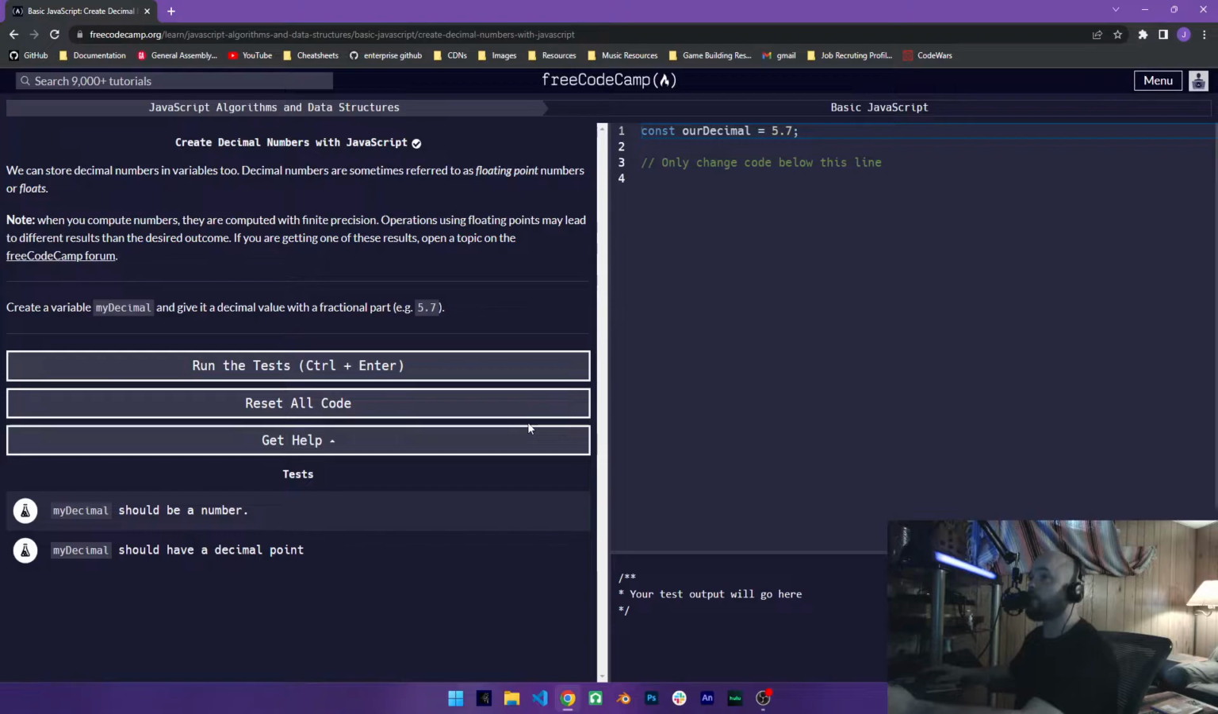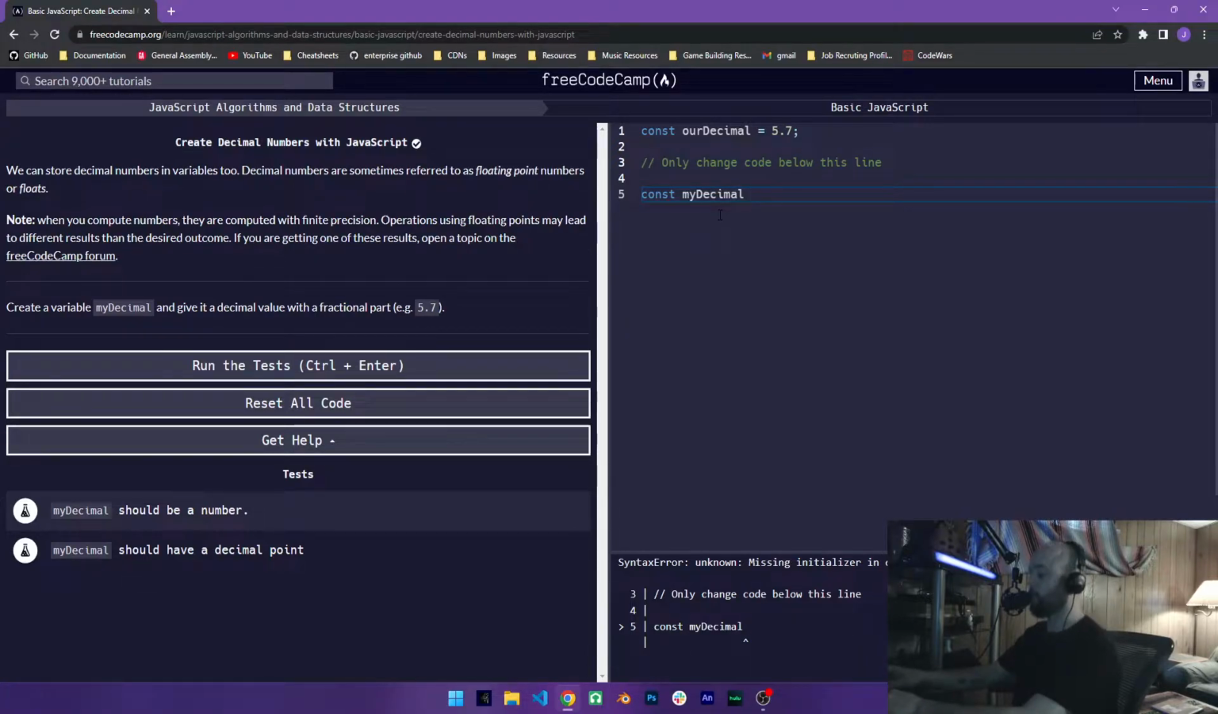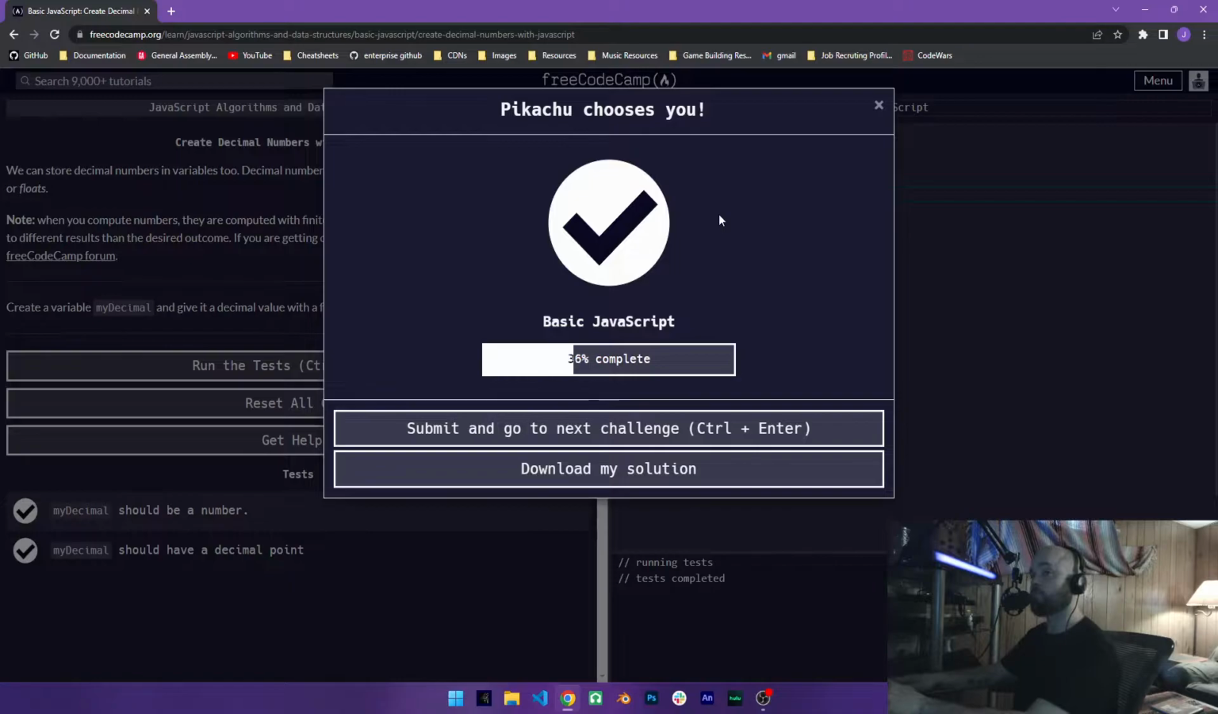And next, we have creating decimal numbers with JavaScript. So we're going to create a variable called myDecimal and give it a decimal value with a fractional part, like this. So we have to declare the variable with that, and then say myDecimal, and then we need to make it be a decimal, so 2.2, we'll say. There we go.